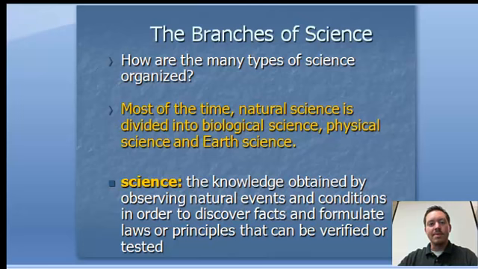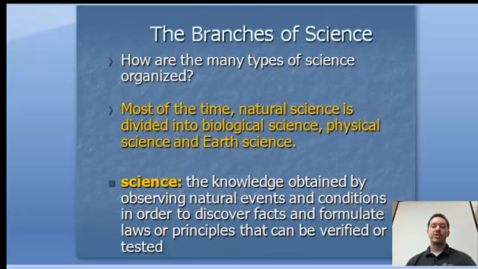So how many types of science are there and how are they organized? Well, there's different categories. There's lots of smaller branches of science. Natural science is broken down into three main categories. We've got biological sciences, physical sciences, and earth sciences. And we're going to focus our attention on the physical sciences. So first semester we're going to talk about chemistry, and next semester we're going to talk about physics.